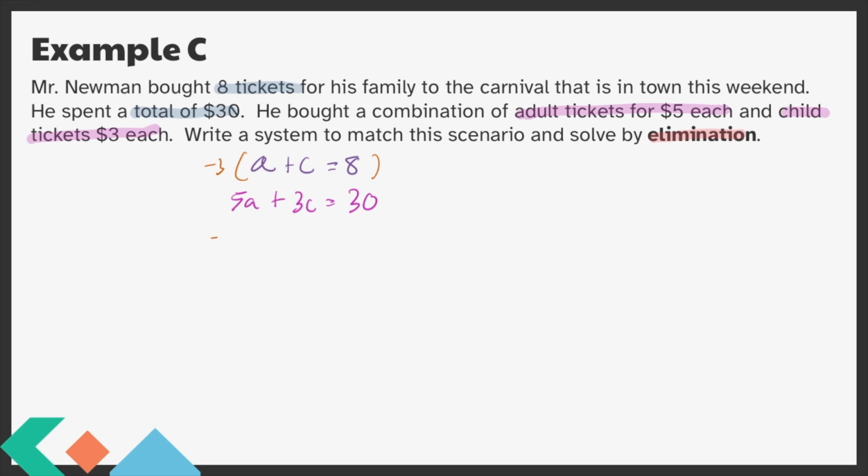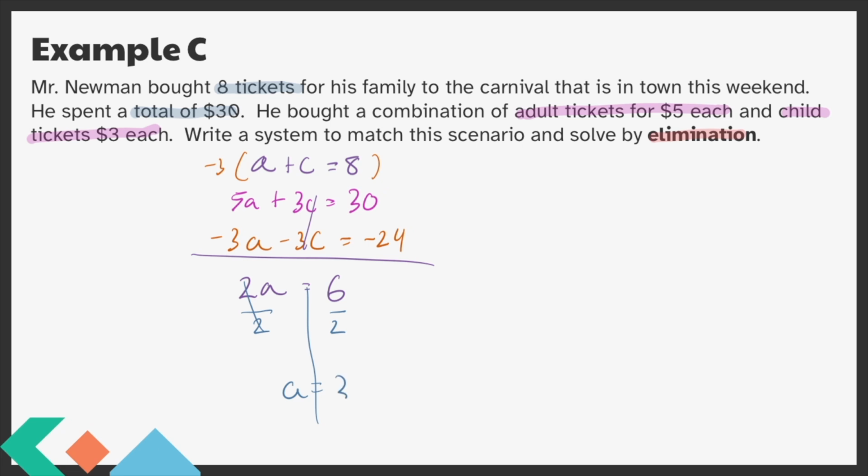So when I do that, I end up getting -3a. -3 times c is going to be -3c. -3 times +8 is going to be -24. So now I've done that, it's time to combine my equations. So 5a and -3a is going to give me +2a. +3c and -3c are going to cancel, leaving me with just +6 over here. My last step in this one-step equation will be to divide both sides by 2, and I get a equals 3.